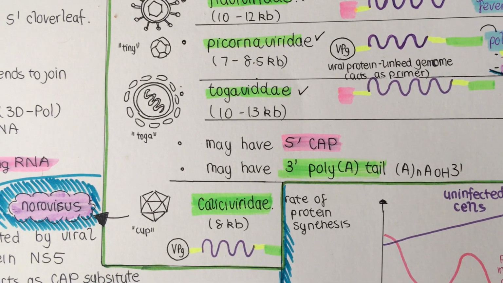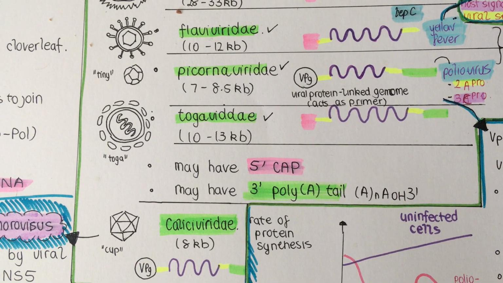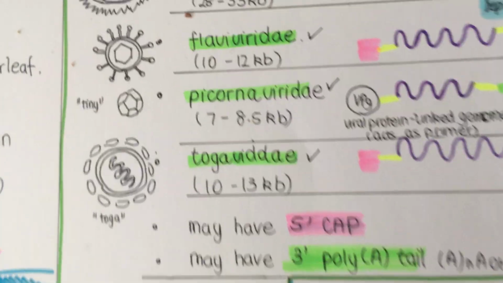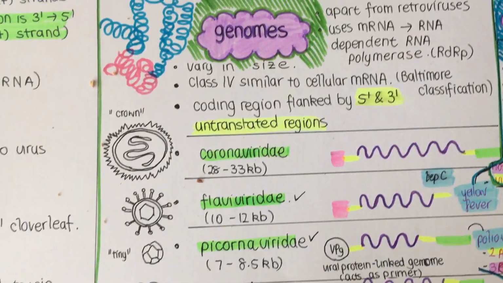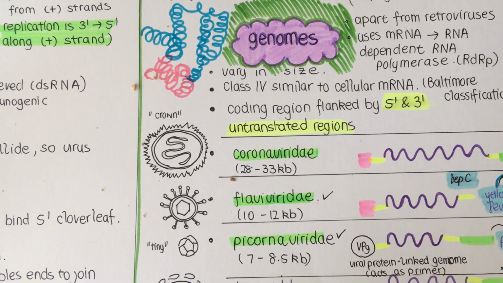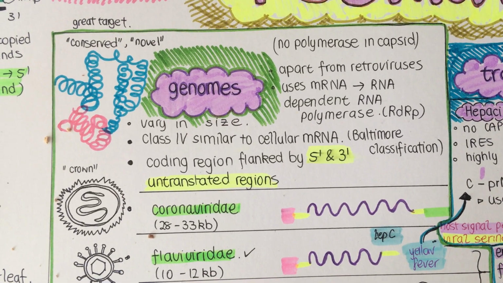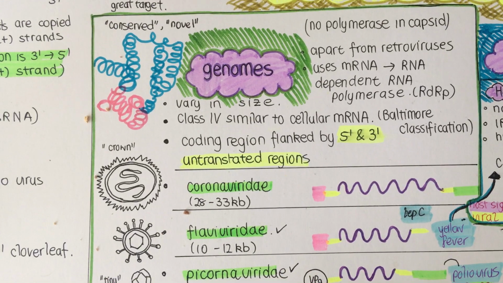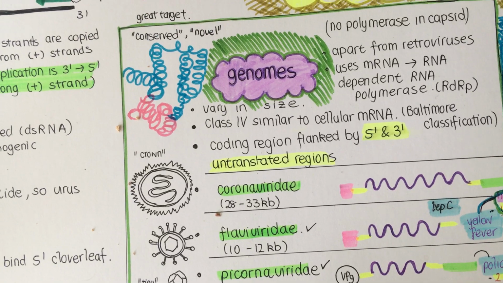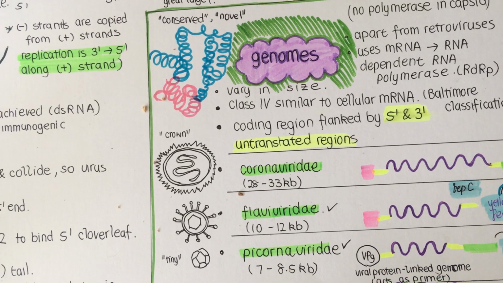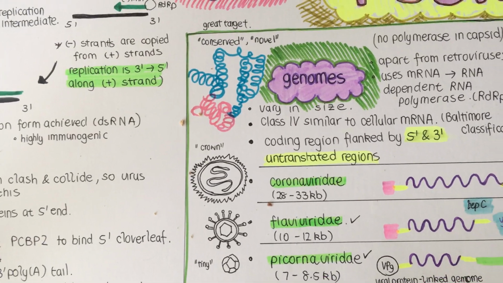Instead, they have what we call a viral protein linked genome, VPg, that acts as a primer, similar to the 5' cap. Now, what is special about positive single-stranded RNA viruses is that they never carry polymerases in their capsid, apart from retroviruses, which are also single-stranded. Instead, they use the mRNA to make an RNA-dependent RNA polymerase, which helps to synthesize the necessary RNAs.